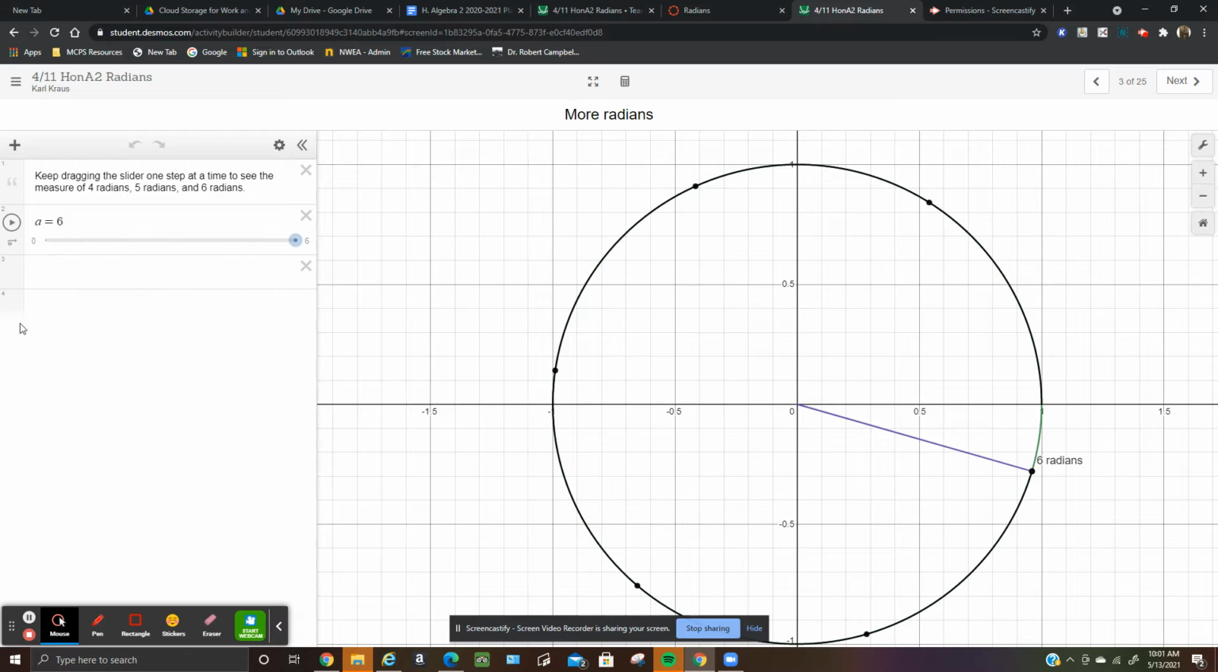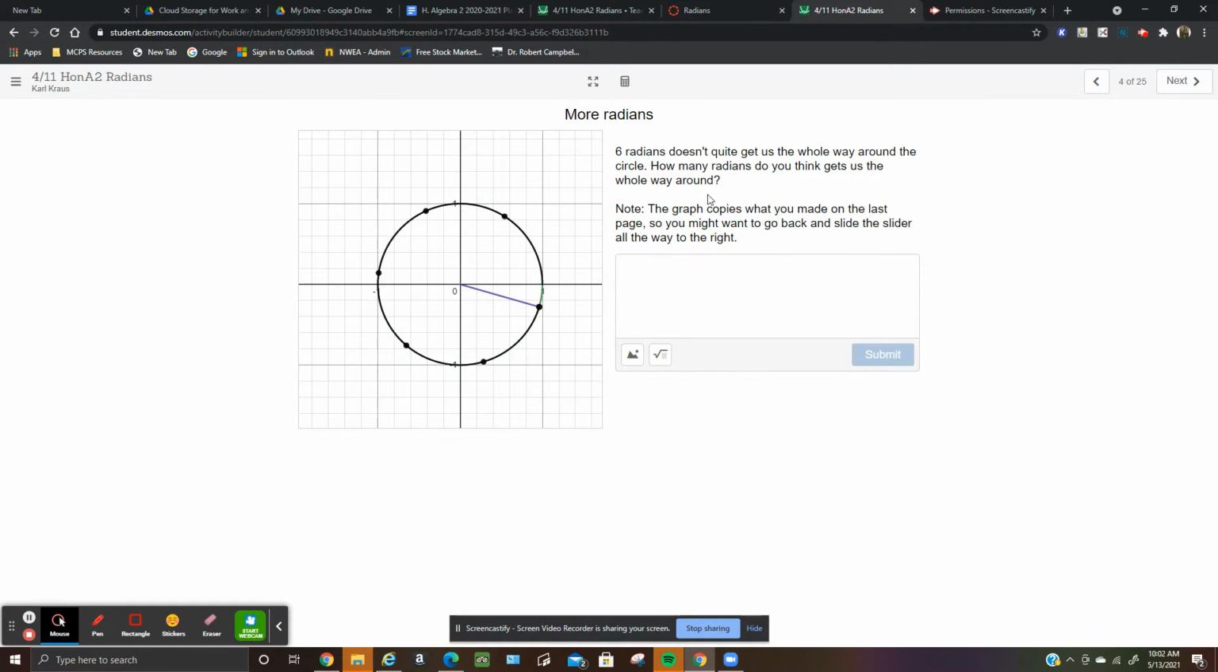Next here, if I hit the play button here, I'm showing you that there's a little bit more than 6 radians. Or I could drag this here. The slider doesn't go any more. So 6 radians wasn't quite as good as the whole way around the circle.